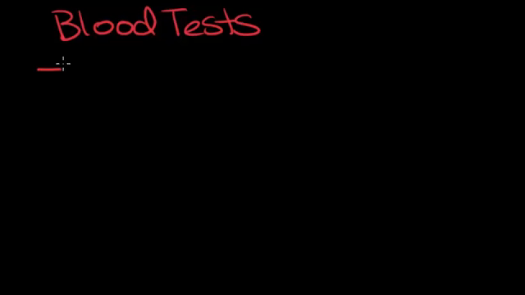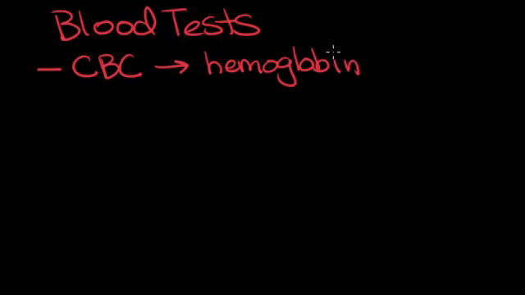So, the first is going to be your CBC, and of course, the CBC is going to give you your hemoglobin and your hematocrit. And so, if you see a lower level, you know that a lack of iron might be the culprit for that.